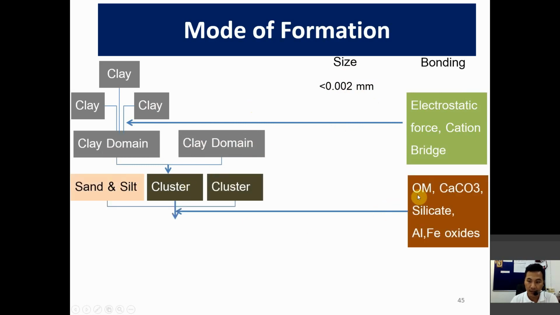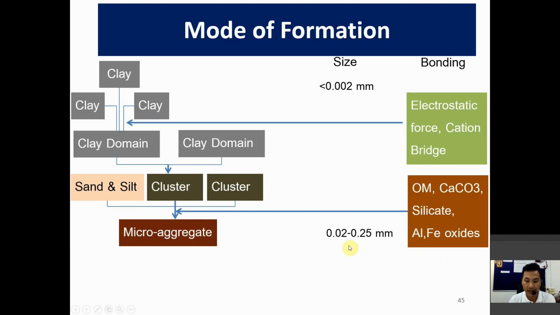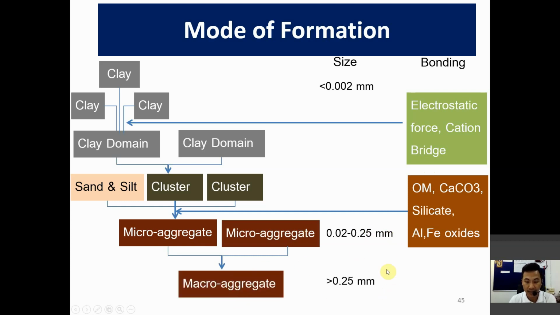With a source of cementing agents like organic matter, calcium carbonate, silicate, aluminum, and iron oxide, you can build up the bonding among clusters and sand and silt particles, and that will give you microaggregates, and the size will be in a range of 0.02 to 0.25 millimeter. For macroaggregates, with the same approach, according to the cementing agent, the size will be greater than 0.25 millimeter or above 250 micron in diameter.